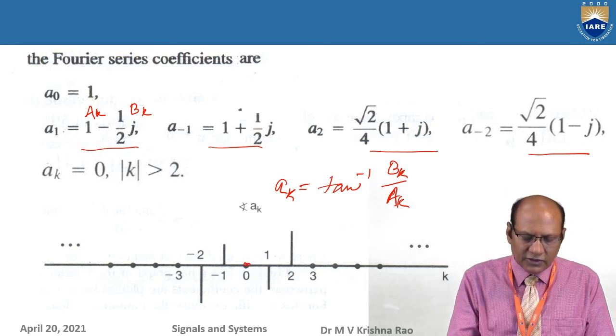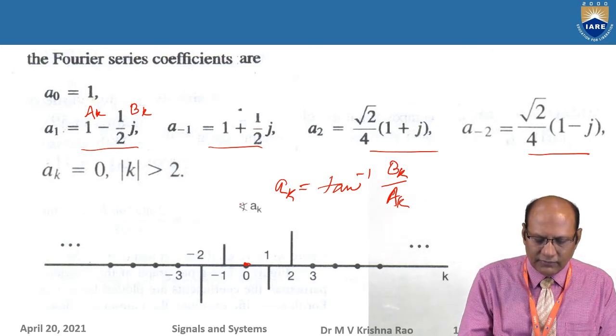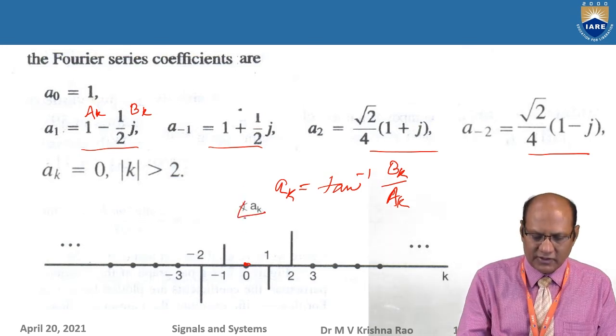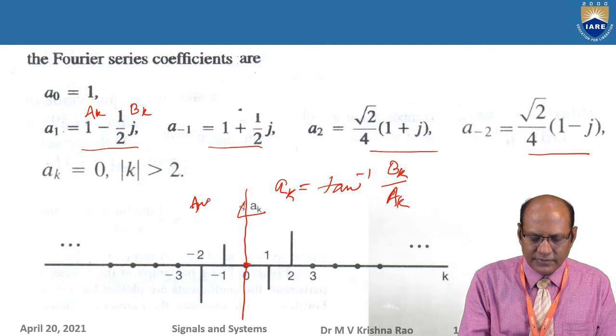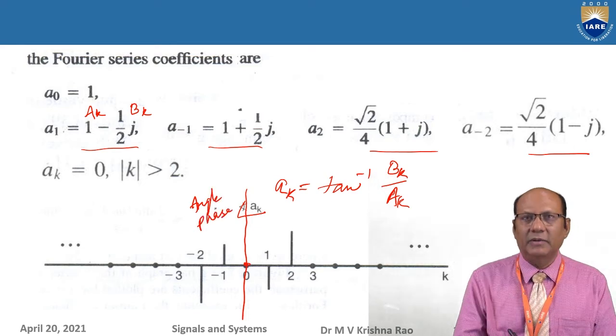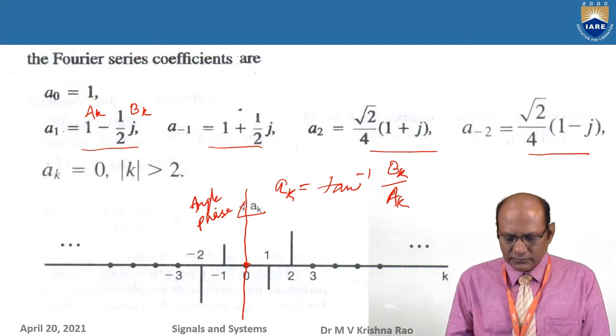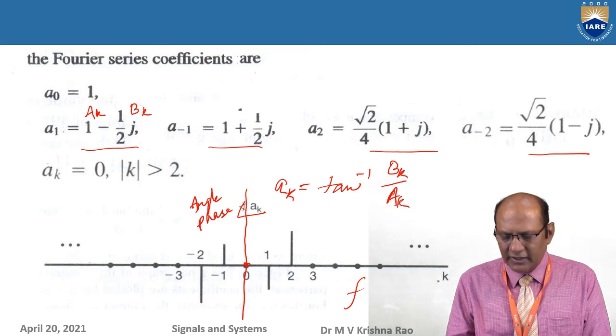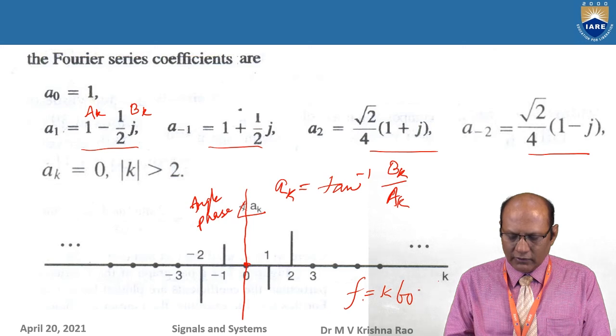So I have, see here, this is nothing but the angle. If I say, that is what is shown here, the angle of this one. This is the angle or phase. Phase angle. Basically angle means phase angle. And on this side, frequencies. Basically frequency K is shown here in terms of frequency. F equal to K F0. Okay. F equal to K F0.